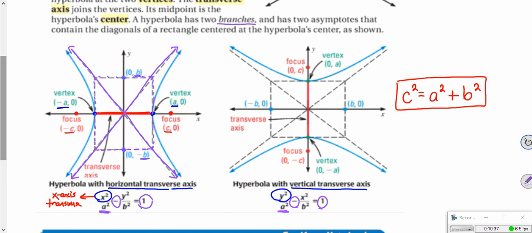So in this case, your asymptote, I misspelled that. Let me try that again.